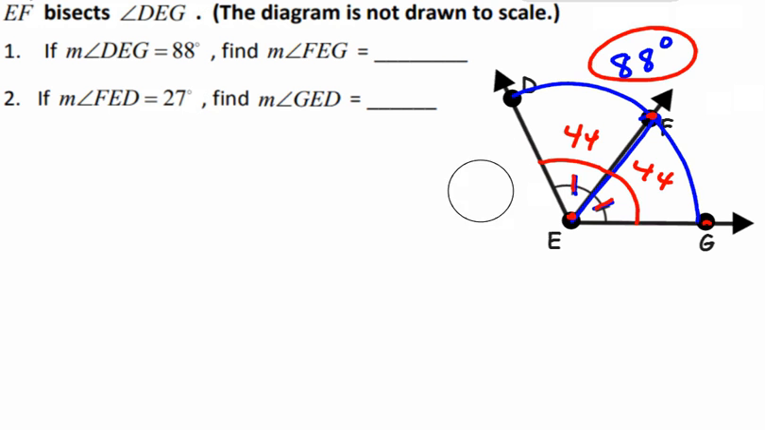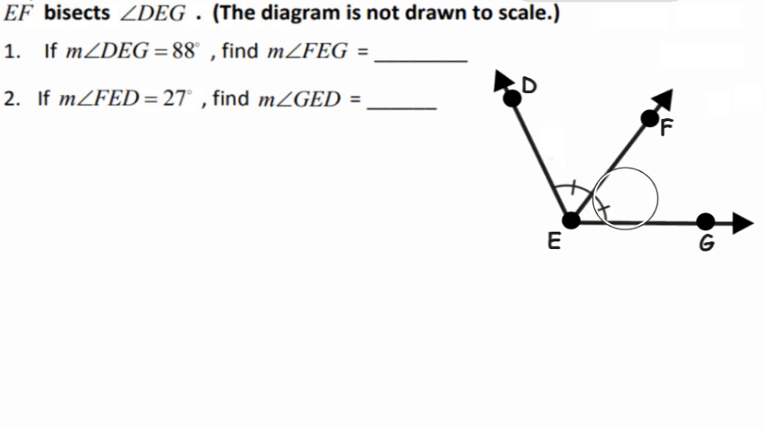The next problem is the same type of problem, but with a little different twist to it. So we're going to do number 2 here. If the measure of angle FED is 27, I need to find the measure of GED. So now I'm looking for the big one. Well, again, if these two angles are equal and this one is 27, then this one also has to be 27, which makes the big angle 54.